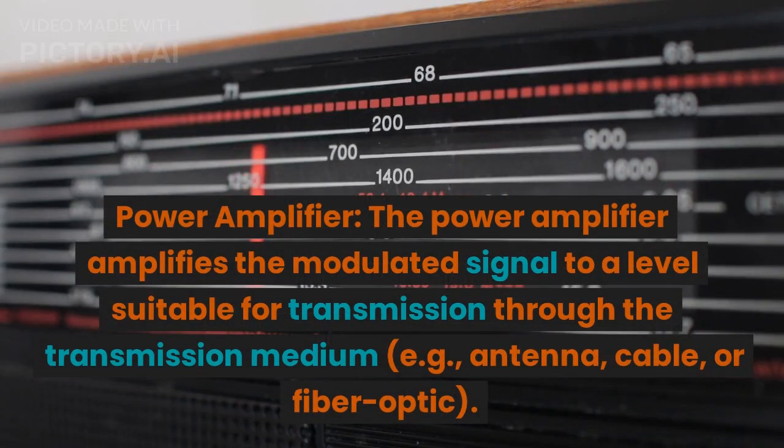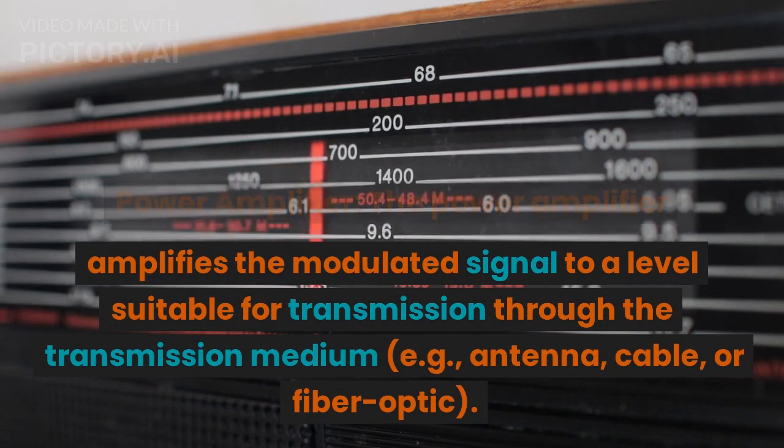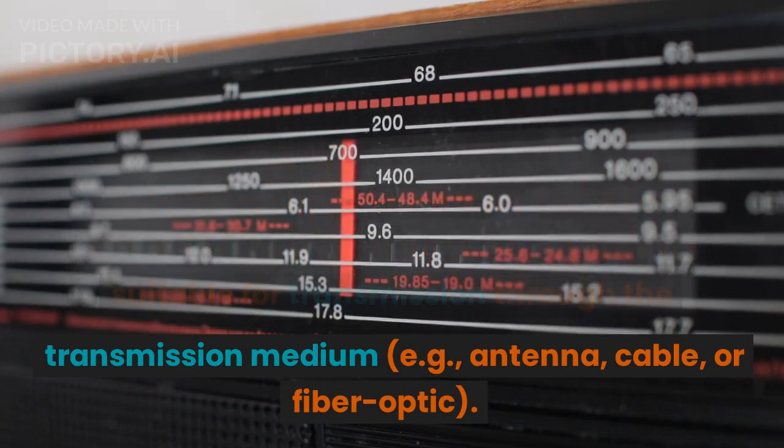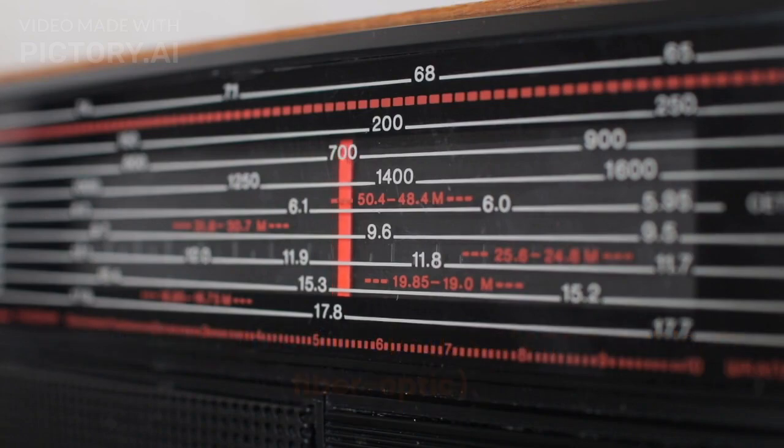Power amplifier. The power amplifier amplifies the modulated signal to a level suitable for transmission through the transmission medium, e.g., antenna, cable, or fiber optic.